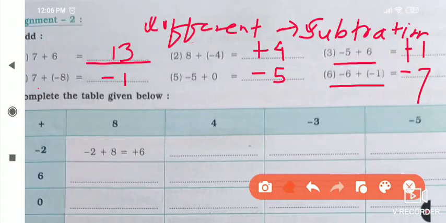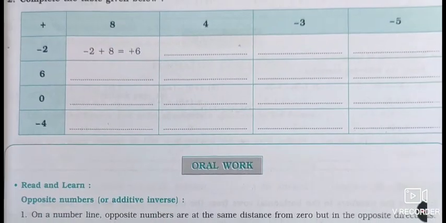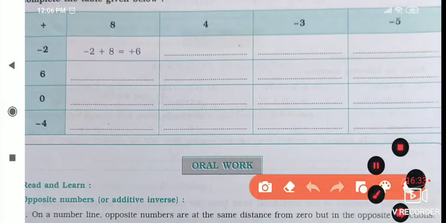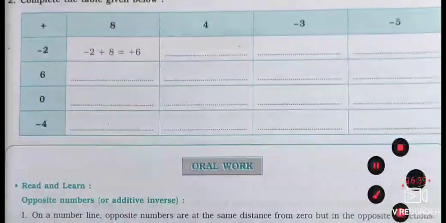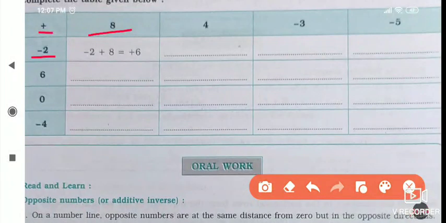Okay, then the next question, that box is there, which we have already solved in the textbook. Here, minus 2, we have to do the addition. See here, complete the given table, that is the question. So how to complete this? Minus 2 plus 8. Here it is minus 2, this is the plus sign, and 8. Here also the signs are different: 8 is positive and 2 is negative. With different signs, we have to do the subtraction.